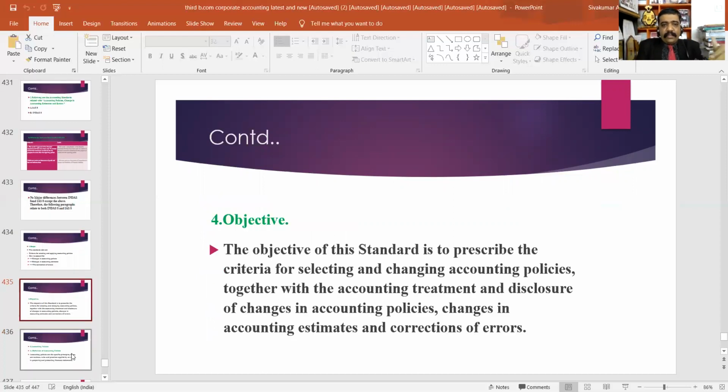Okay. Then, what is the objective of the standard? The objective of the standard is to prescribe the criteria for selecting and changing accounting policies. The standard teaches us when we have to select an accounting policy and when we have to change our existing accounting policy. Likewise, the standard prescribes the accounting treatment and disclosure of changes in accounting policies. The standard helps us to change our accounting estimate. Likewise, the standard helps us to correct our previously made errors.